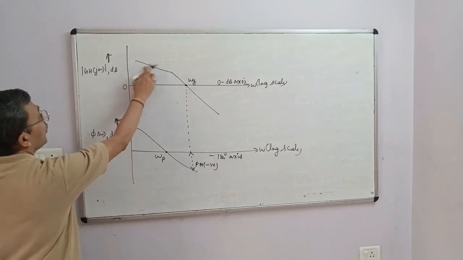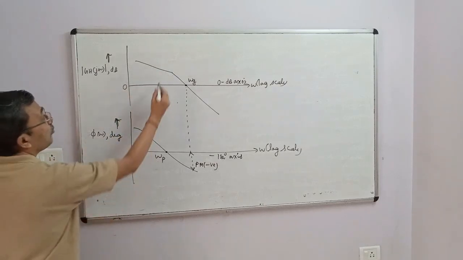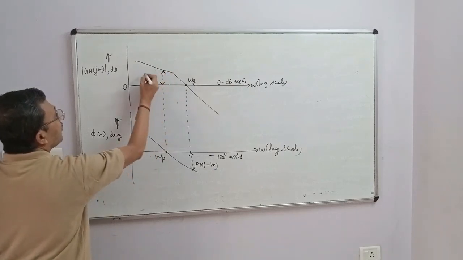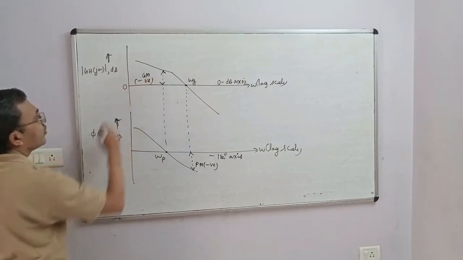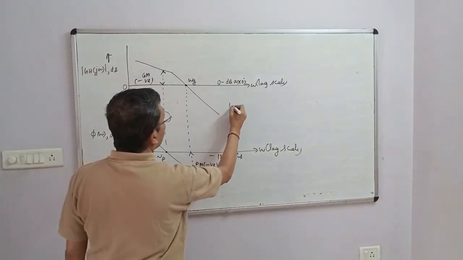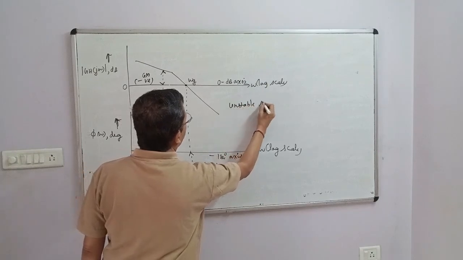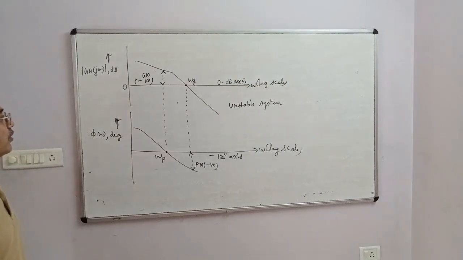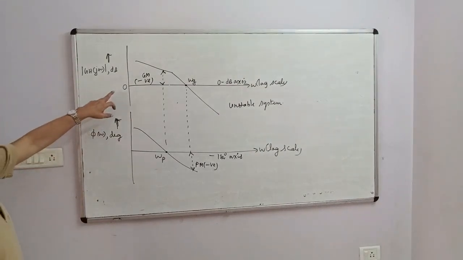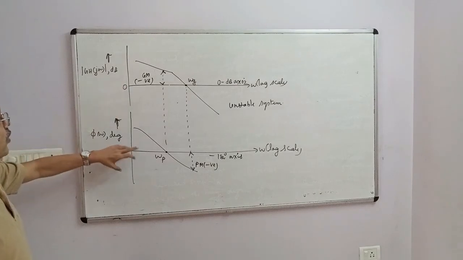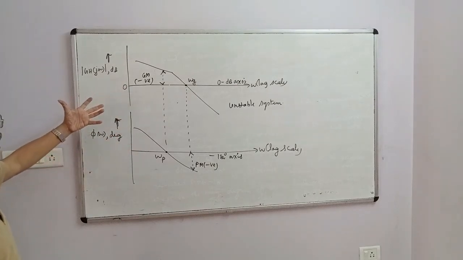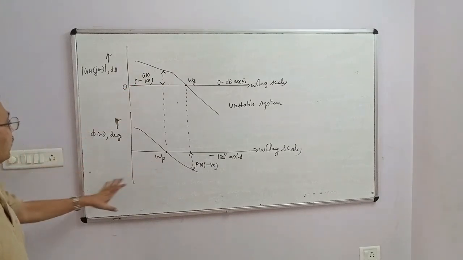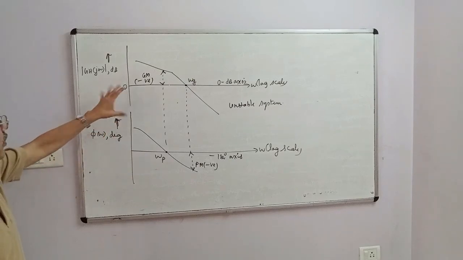Gain margin is the intercept on the magnitude diagram measured at omega p. Correct? This intercept is gain margin and it is negative here. So this represents an unstable system. The previous figure refers to a stable system. So this is the magnitude diagram and phase diagram of an unstable system. System is unstable because gain margin in dB is negative, phase margin in degrees is negative.